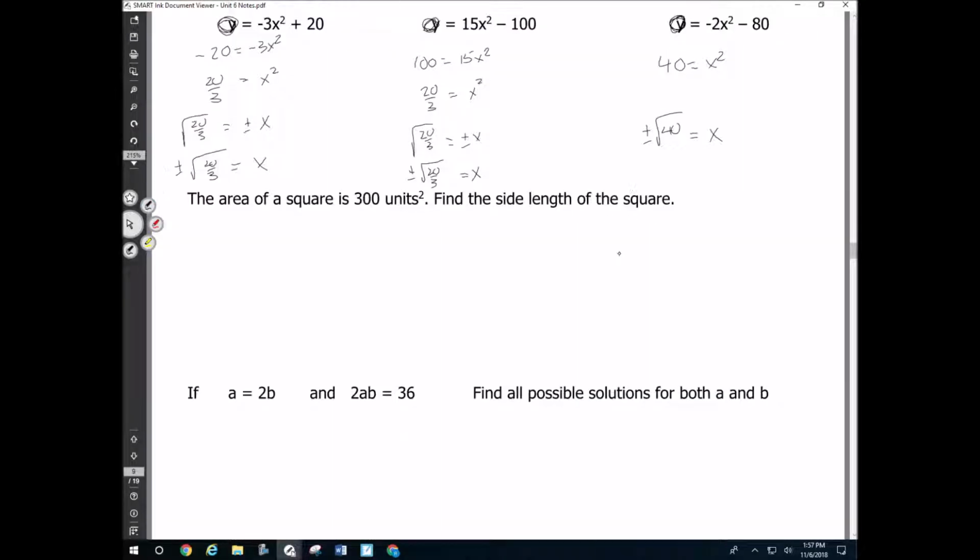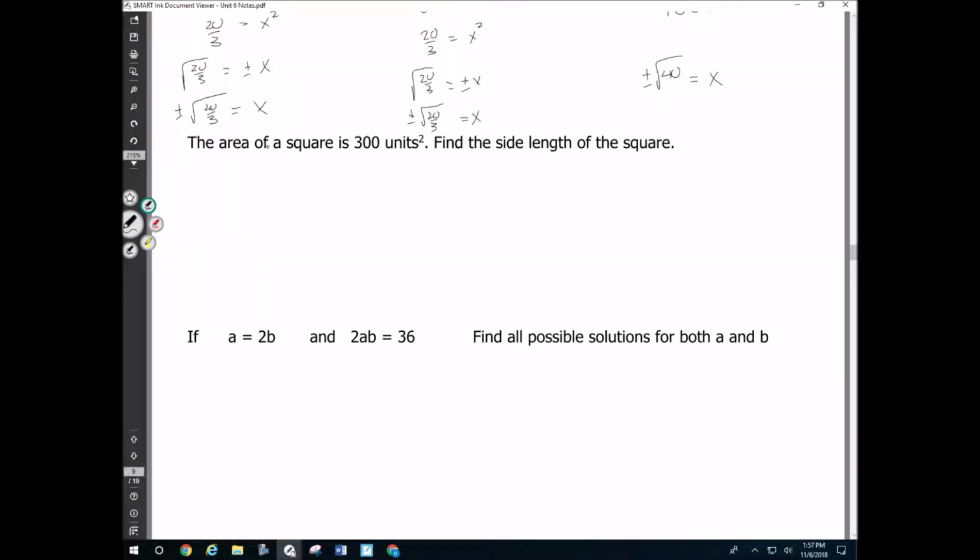The area of a square is 300 squared units. Area of a square is just the side length squared. If the area is 300 squared units, what would be a side length of the square? Just the square root of 300.